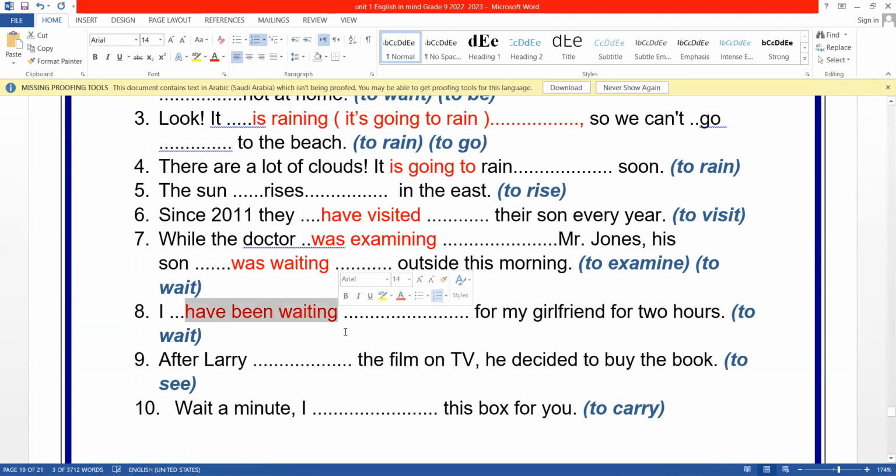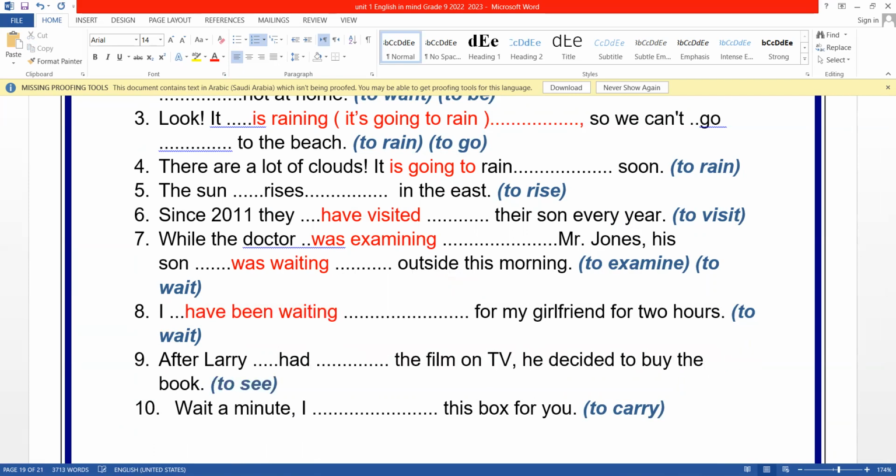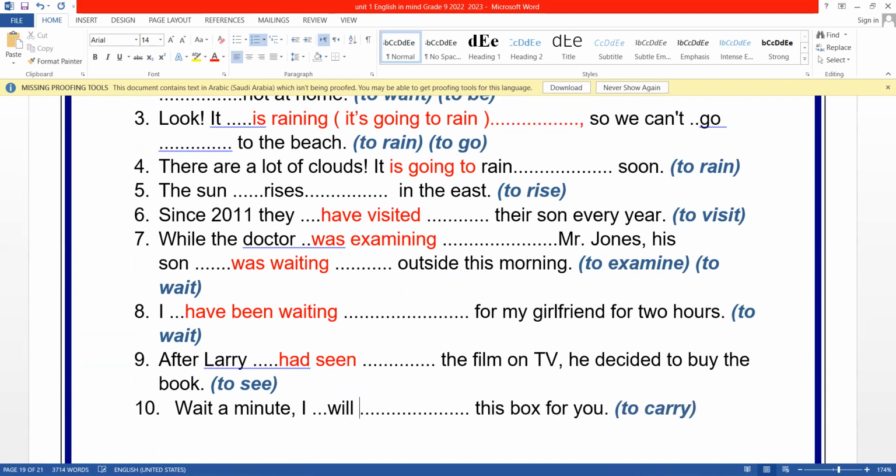After Larry had already seen. After is followed by past perfect. Wait a minute, I will carry this box. Will carry.